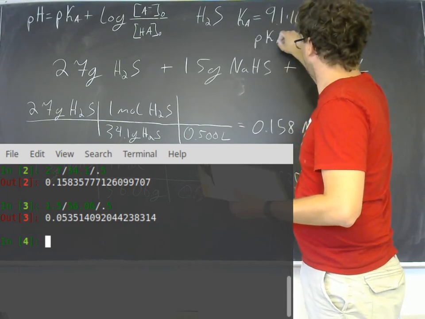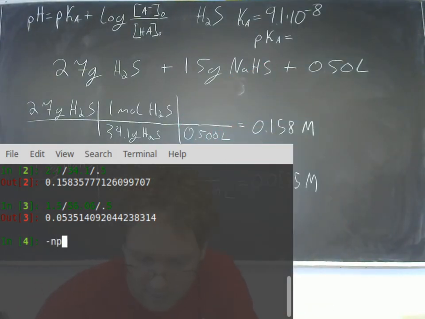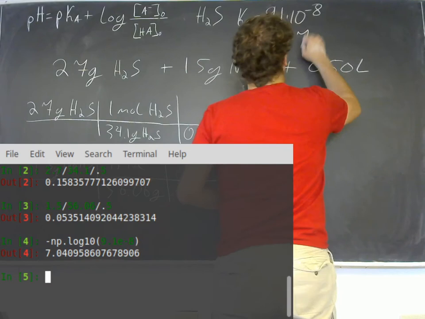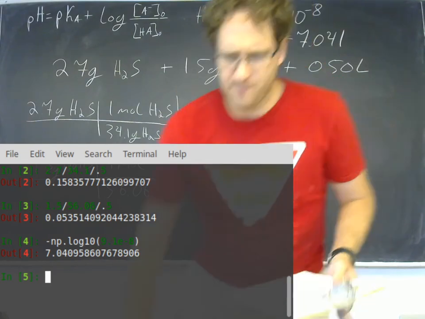The pKa is going to be the negative log of the Ka. Let's just figure that out real quick. Negative base 10 log of 9.1 E negative 8. And that's a 7.04. We should only get 2 sig figs for our final answer, but because this is kind of an intermediate, let's go ahead and carry an extra sig fig there. 7.041.